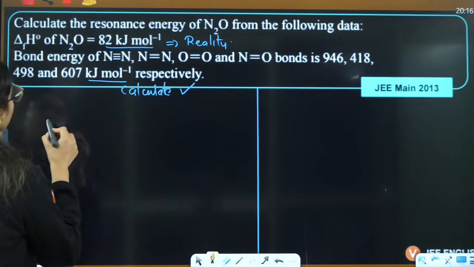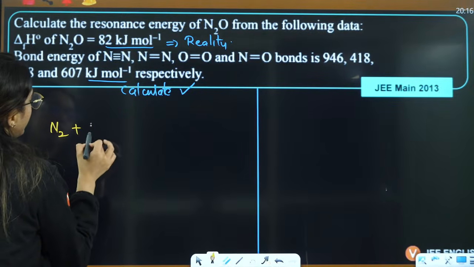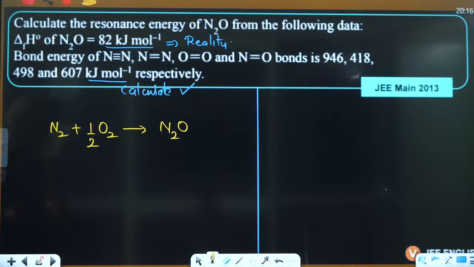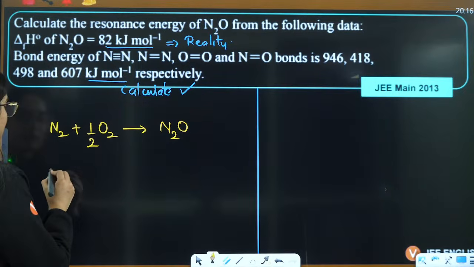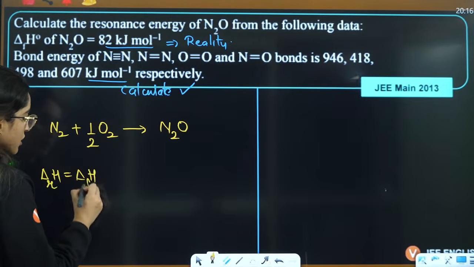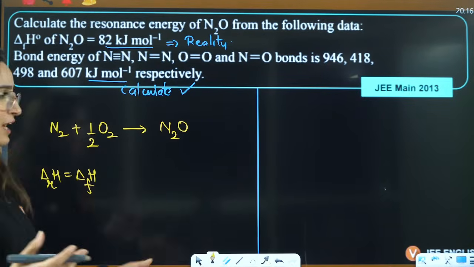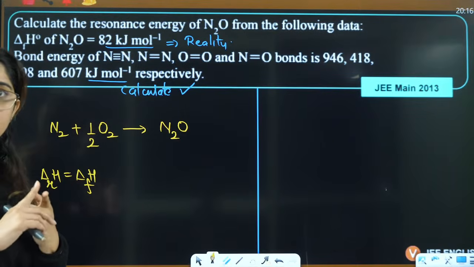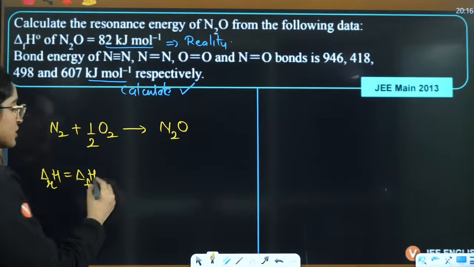For the formation of N2O, I'll take N2 plus half O2 in the elemental state. This will give you N2O, right? Now, what you have is N triple bond N, and O double bond O as well, that is written. So the delta H of this reaction is nothing but delta H formation, because delta H reaction is for every reaction, but when I say 1 mole of the product is formed from elemental state compounds, then it is called formation.